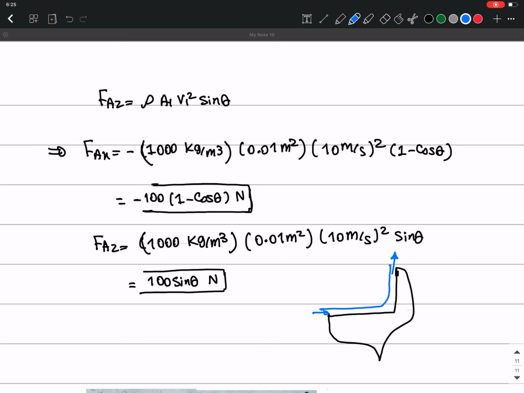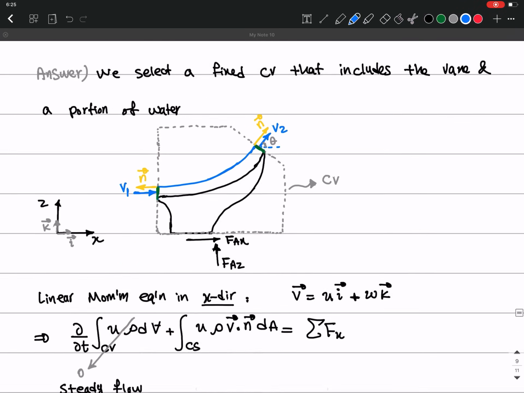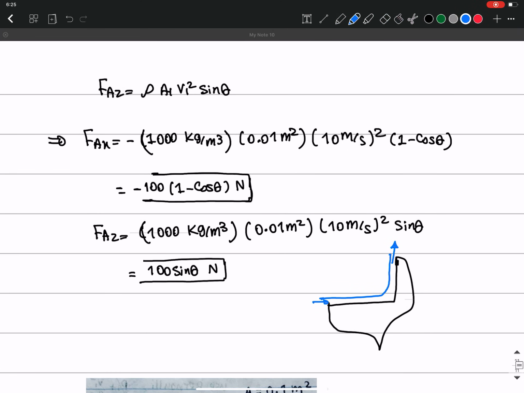Yeah, theta is gonna be 90 degrees. And so your vertical force is going to be 100 Newton, because this is going to be 1. And this is going to be 0. So this is also going to have minus 100 Newton in the x direction, okay? So this is how you can calculate the vertical forces and horizontal forces acting on structures using the linear momentum theory. So it's pretty simple.